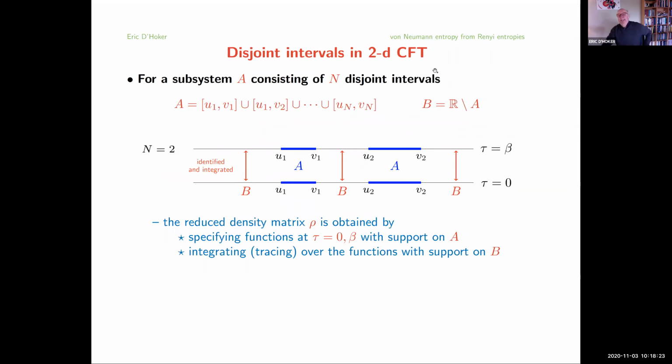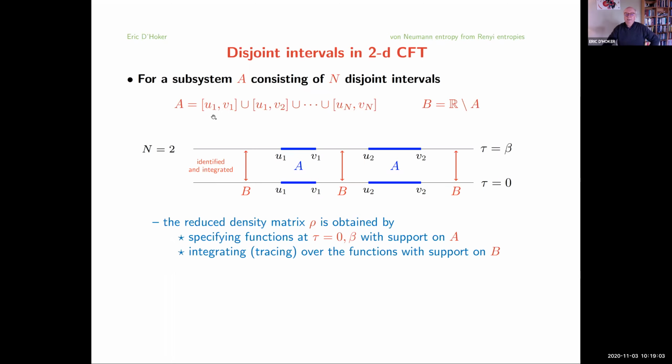Okay, so now let's set up a density matrix for a subsystem of the real line R, which consists of a union of disjoint intervals. I've written it down here, or maybe it's easier to see in this picture. We're assuming that these intervals have zero intersection. A is this, and B is the complement.